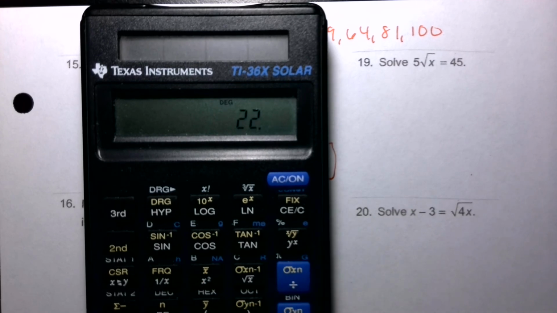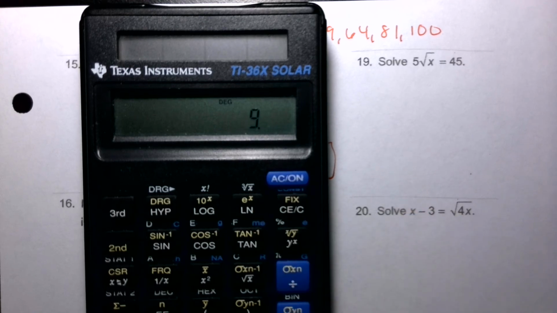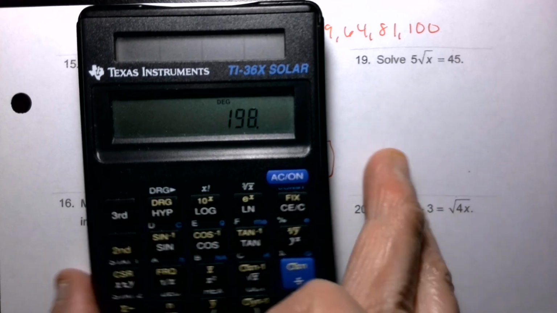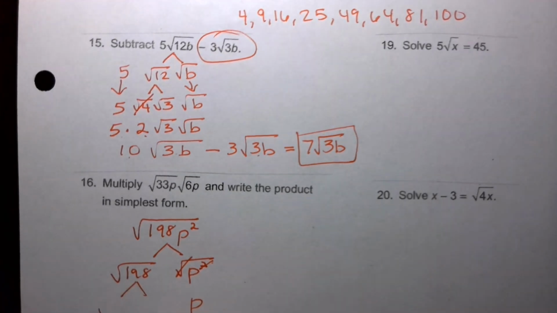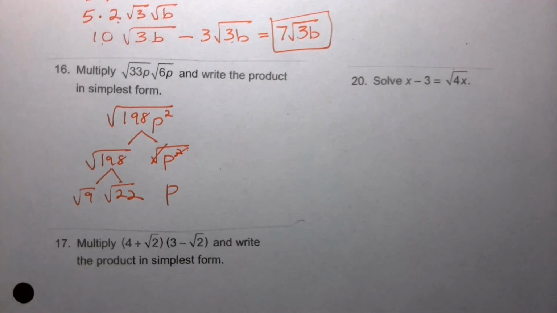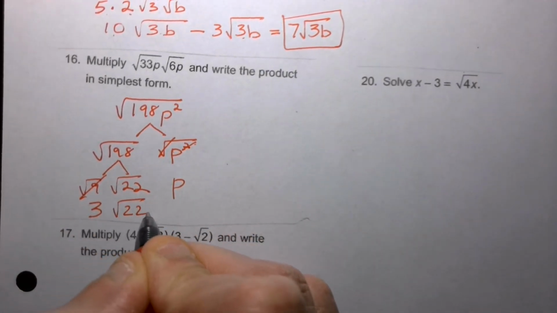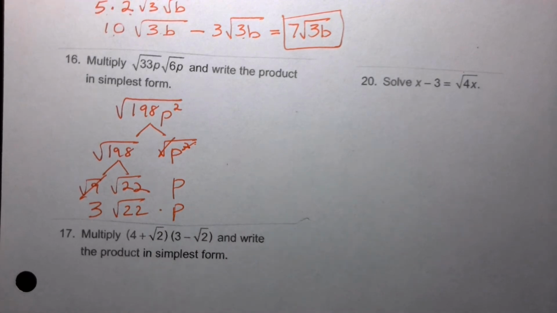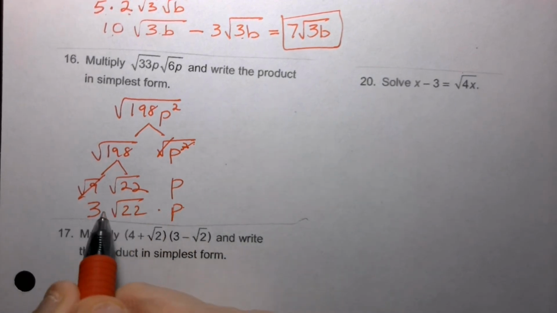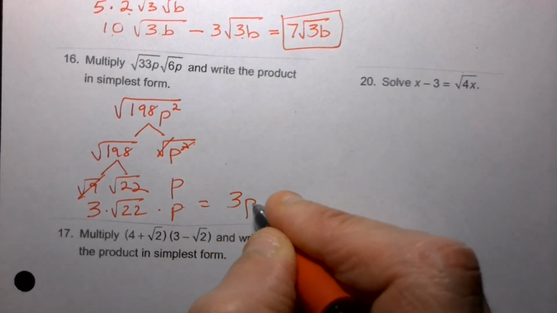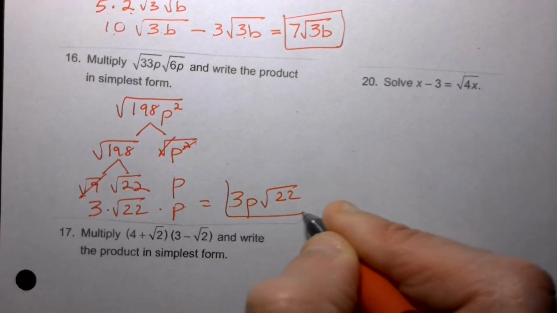Comes out as a whole number. 9 times 22. Let's make sure we didn't make a mistake. Yes. Square root of 9 times square root of 22. Square root of 9 is 3. Square root of 22, P. So how can we simplify that? We can put the P out front with the 3. 3P square root of 22.